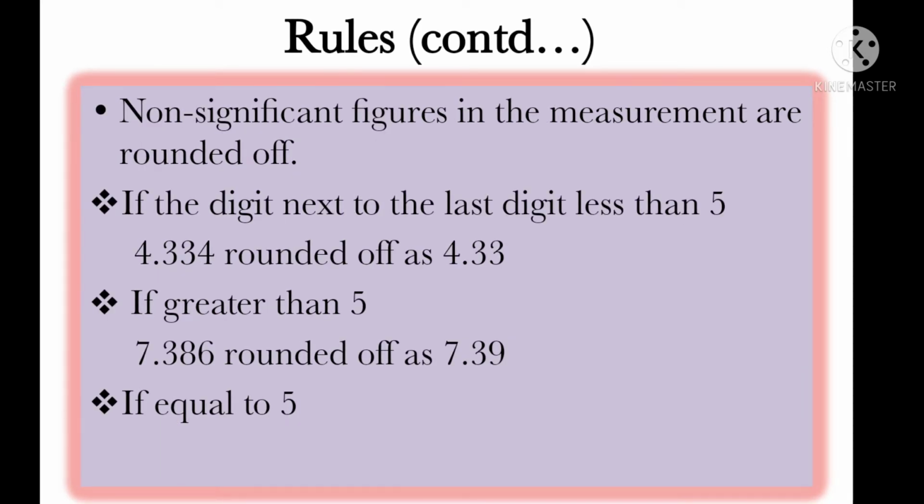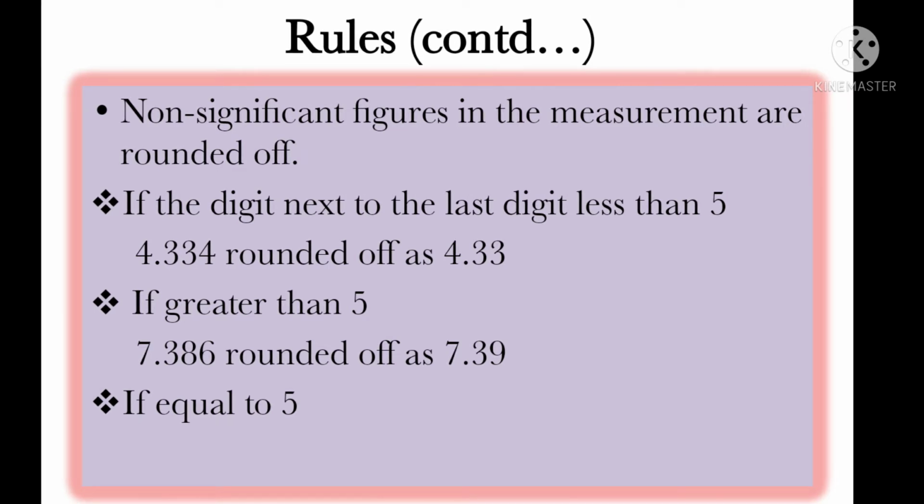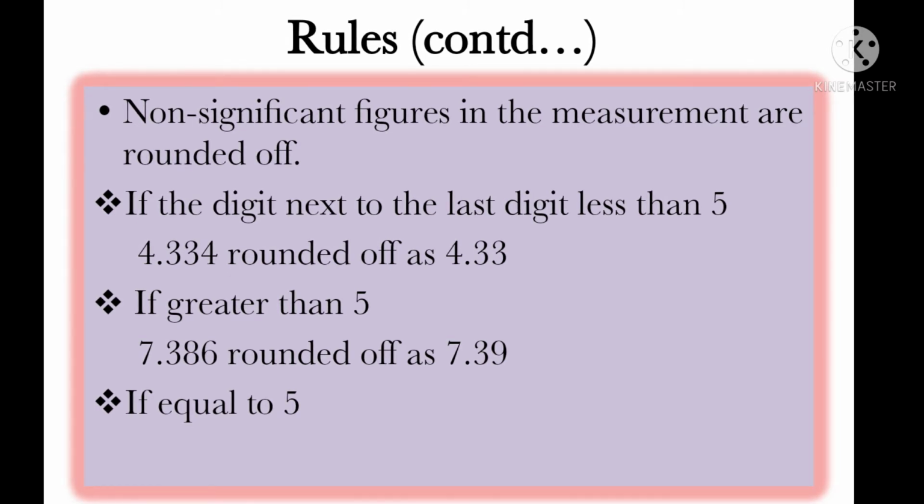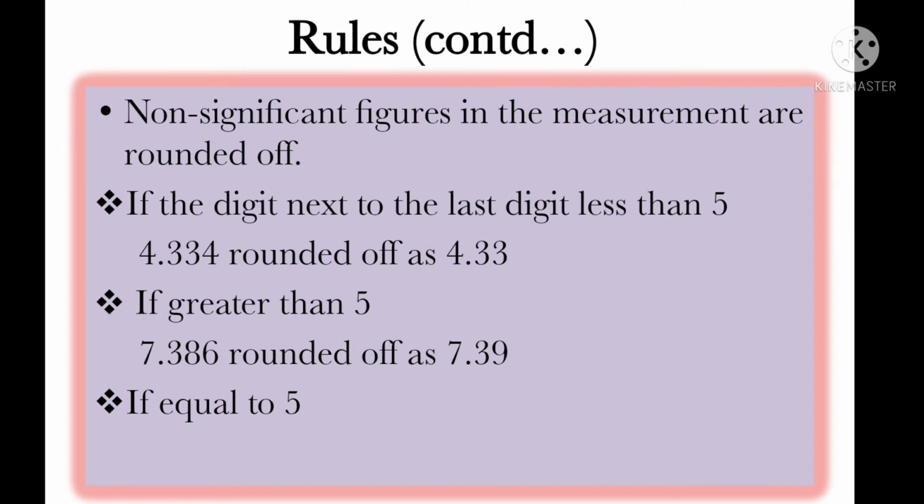Then the sixth rule is, non-significant figures in the measurement are rounded off, what we generally call round figure. The rule 6 constitutes three cases. Let's see one by one. Case 1 is, if the digit next to the last digit to be retained is less than 5, then the last digit is left unchanged and all other unwanted digits on the right can be removed.